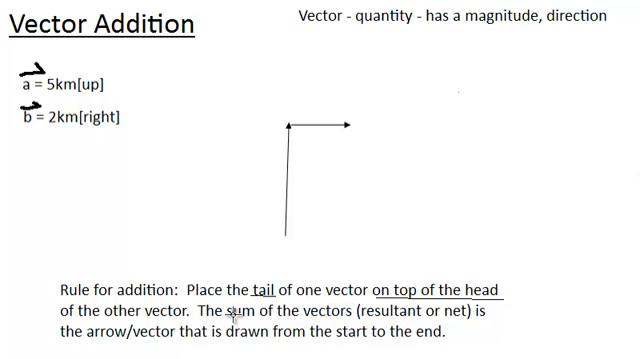Now, how do we add the vectors together? What does our rule say? It says that the sum of the vectors A and B would be the arrow that is drawn from the start, which is over here, which is where we started. We started and we ended here because we traveled along this line. So we went 5 kilometers up and we went 2 kilometers right. So imagine that like a person walking along this line, following the arrow, 5 kilometers up, 2 kilometers right. So he started here, he ended here. So we draw a line there.